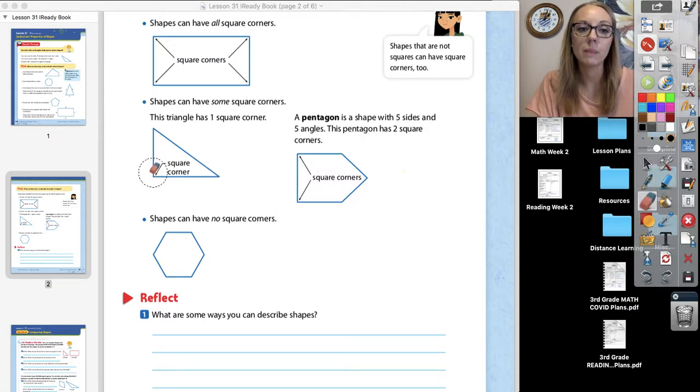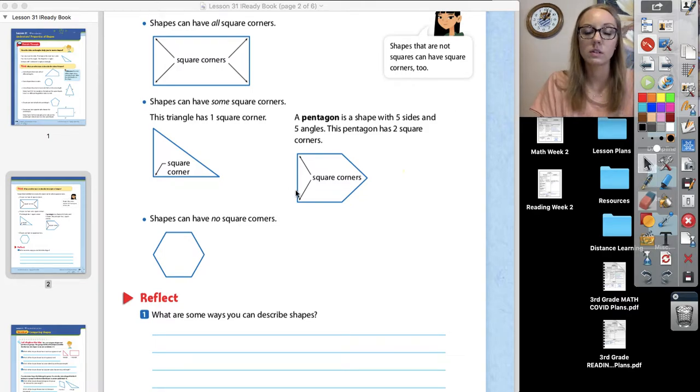Same thing with my pentagon over here. It's a shape, it has 5 sides, 5 angles. These two right here, our top and bottom, would not match up. This one right here on the top at our point would not match up. My two right here, yes, they would match up.